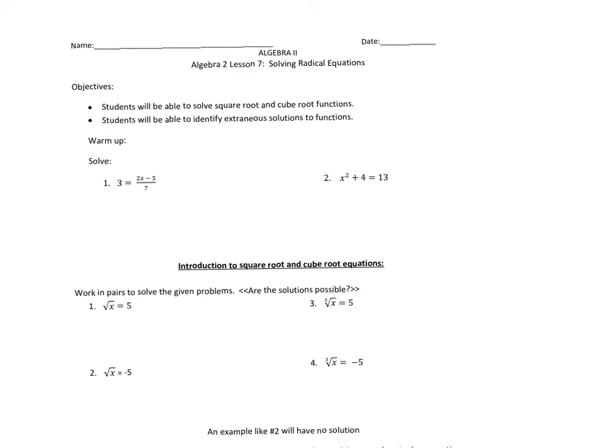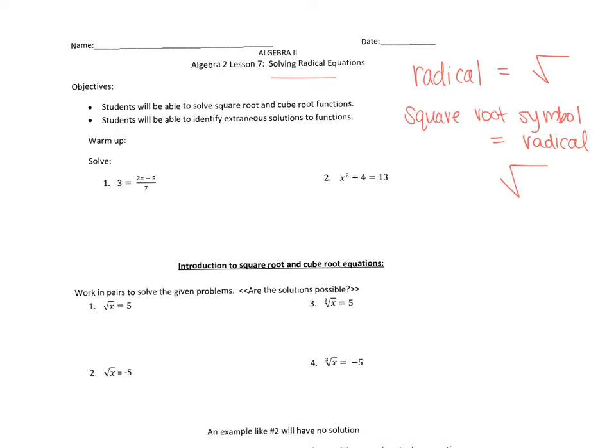Hi everyone, today we are going to be learning about solving radical expressions. The first thing I want to let you know is that a radical is also another word for a square root symbol. When we say square root symbol, it is the same thing as a radical. And the radical and square root symbol is this.